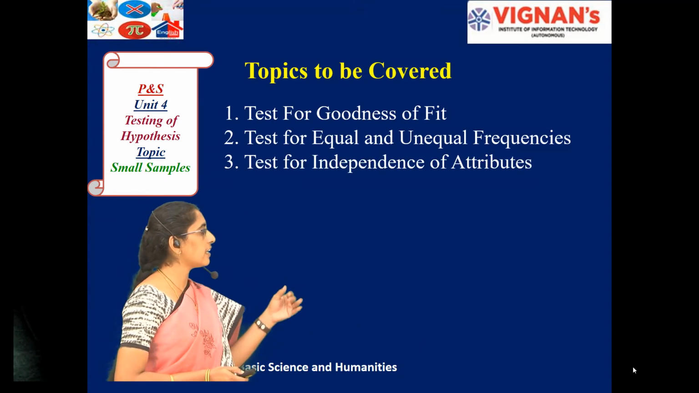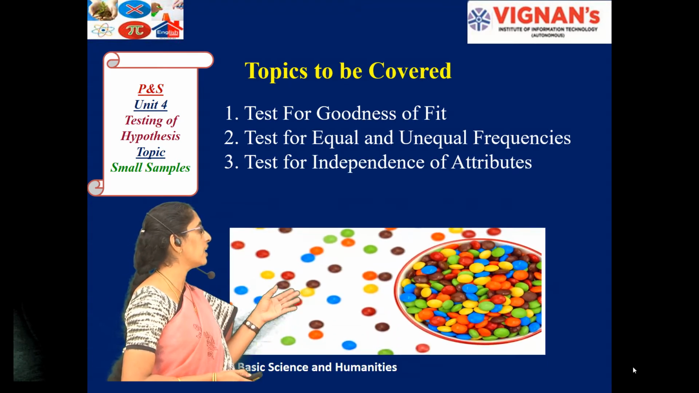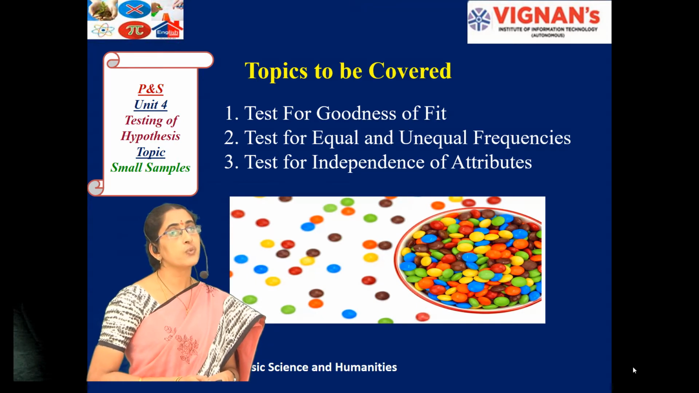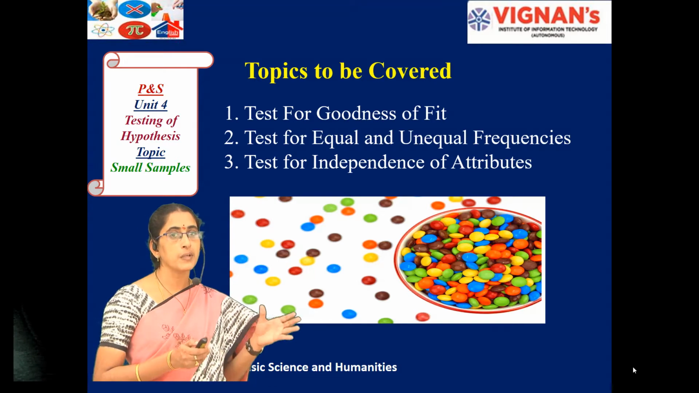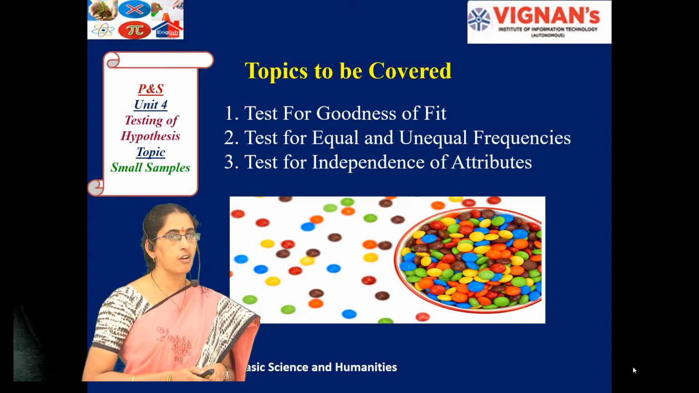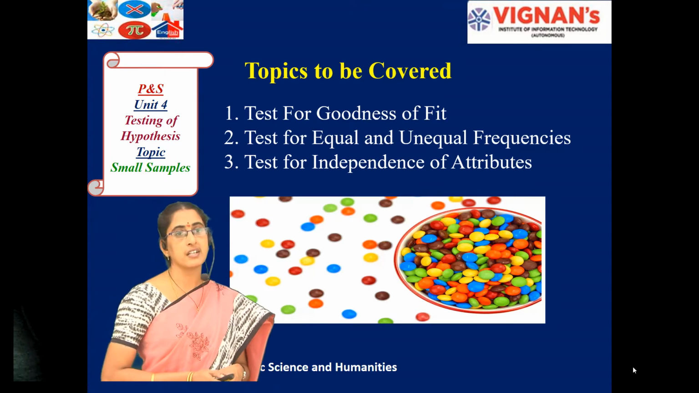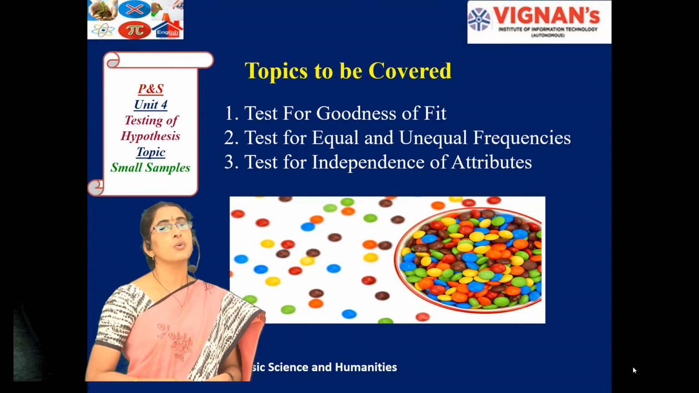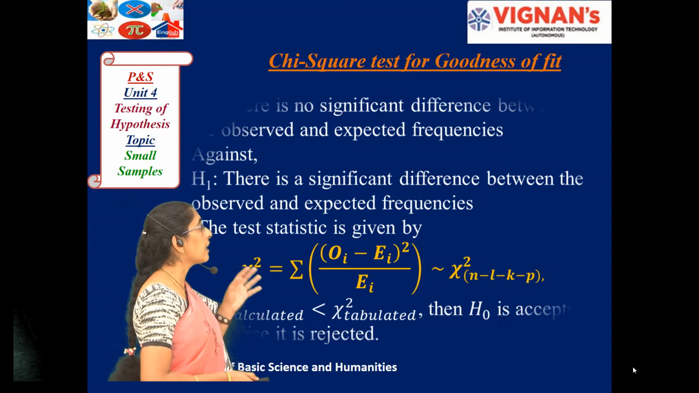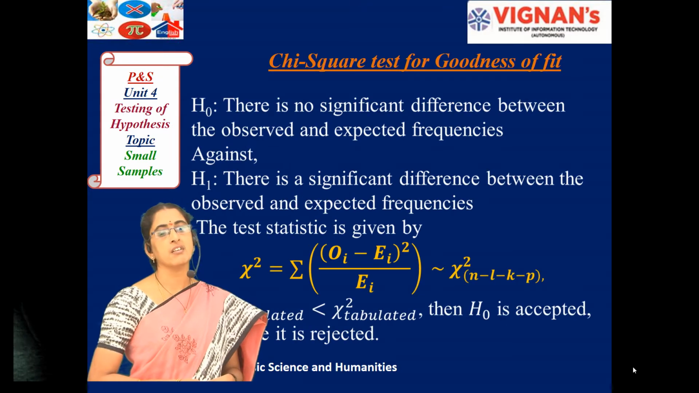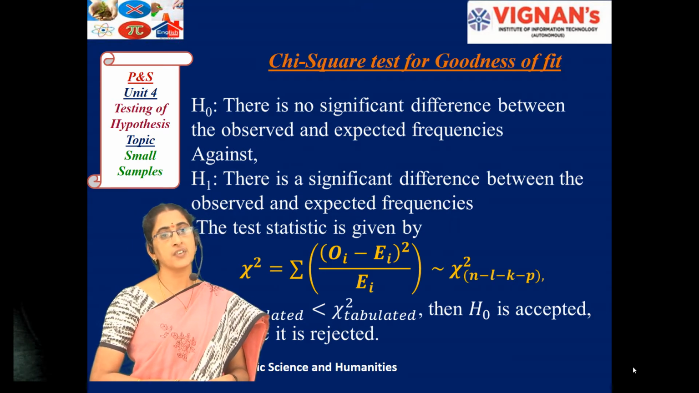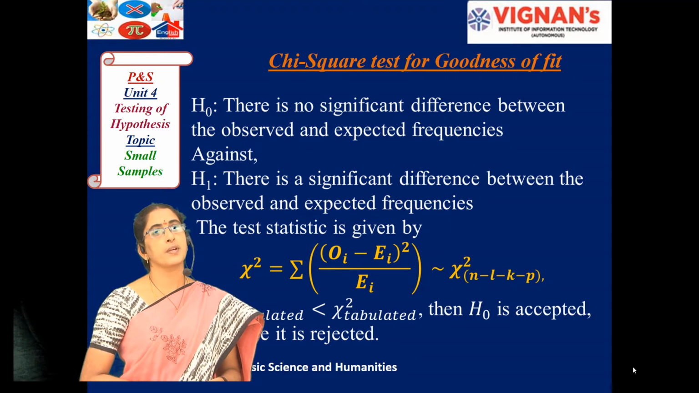Here you can see the example of gems which are manufactured in the colors red, green, yellow and blue. To test whether the manufactured products are based on the binomial distribution, meaning whether the defectiveness of a product is completely checked or not, we can use the chi-square test for goodness of fit. In this test, the null hypothesis is that there is no significant difference between the observed and expected frequencies, against the alternative hypothesis that there is a significant difference between the observed and expected frequencies.